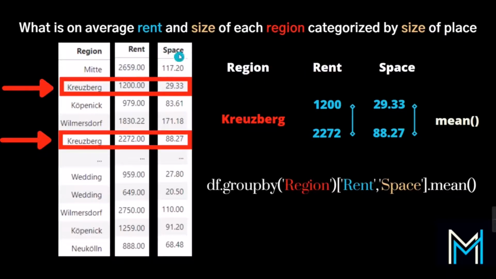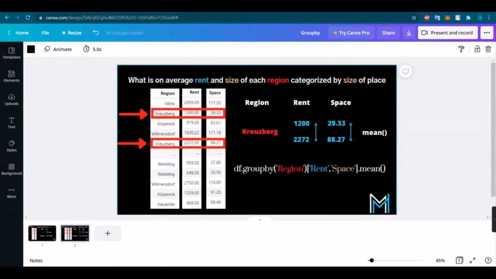So we have these three columns. We want to categorize the region according to the average rent, which is the rent column here, and the average size, which is the space column here, and calculate and return what we are looking for. And after that we can categorize or sort them by size of the place. We'll do it in the coding. So for the data frame, we will group by region, but here we have not only one column, we have a list of two columns, and we're going to do the average here.